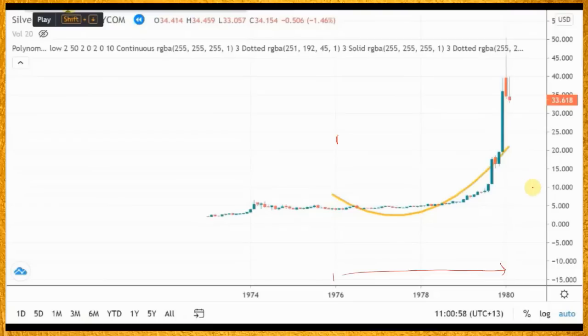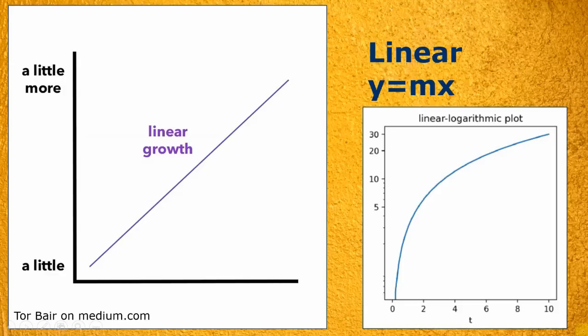So that got me thinking, why is that? What's going on here? And that got me thinking about different types of growth. We'll start with linear growth, and this is where something increases by a steady amount with each unit of time. And normally, if we look at it on the linear scale, you see it as a straight line.